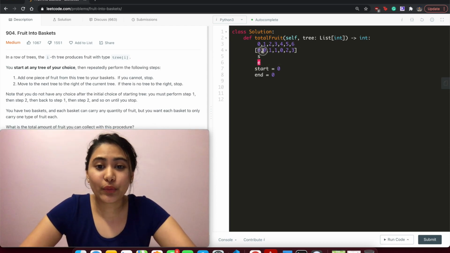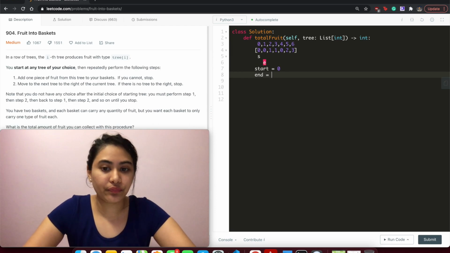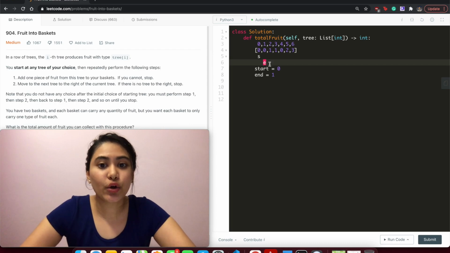So over here, we've seen the value 0 at index 0. So we've seen one type of fruit. Now we increment end by 1. So we're at index 1 and start is still at 0. And over here, we've now still only seen one type of fruit.